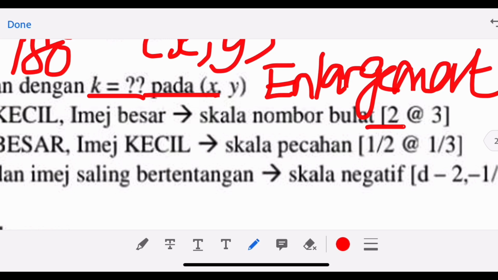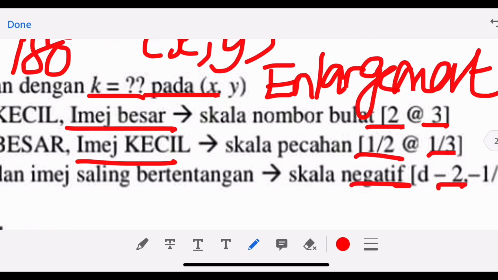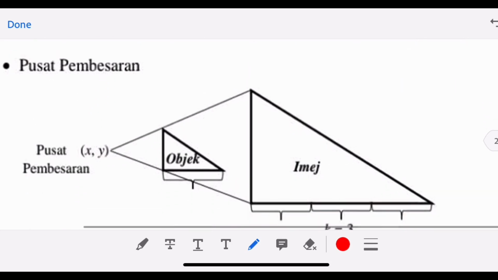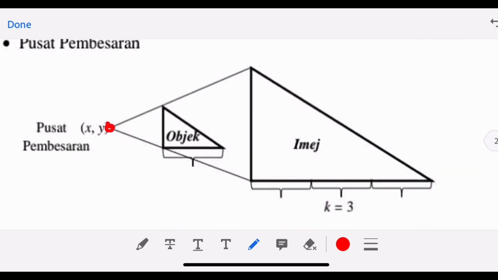If the scale factor value is greater than 1, the image will be bigger. If less than 1, it will be smaller. If the image and object are on opposite sides, the scale factor will be negative.